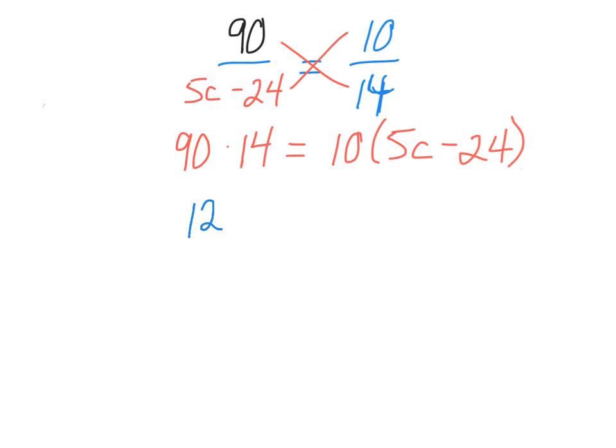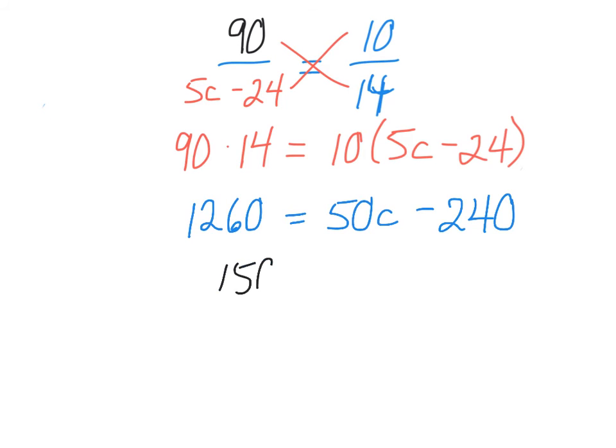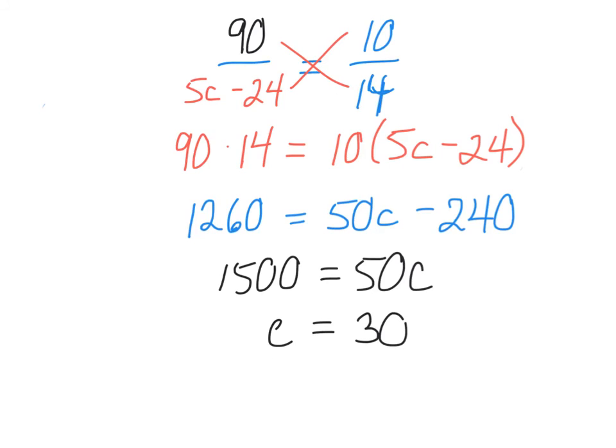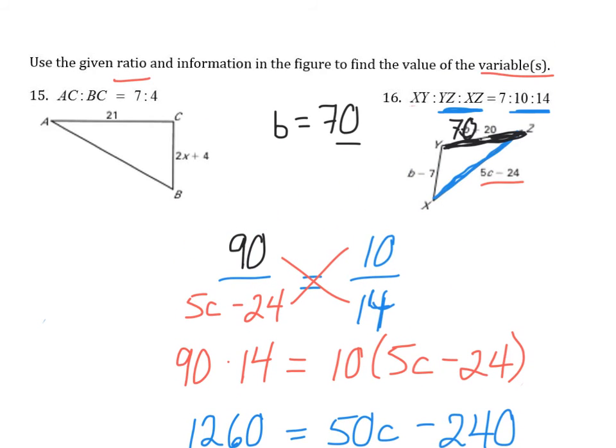So I have 1,260 equals 50c minus 240. So it looks like after I add the 240, I'm going to end up with 1,500 equals 50c, which means c equals 30. So now I have both b and c, and that's all they were asking for.